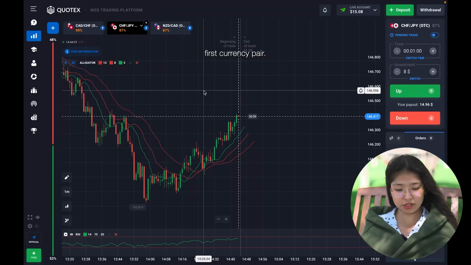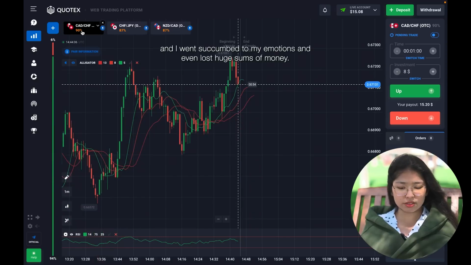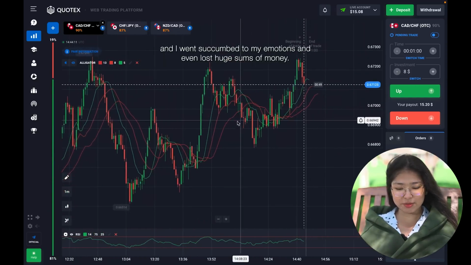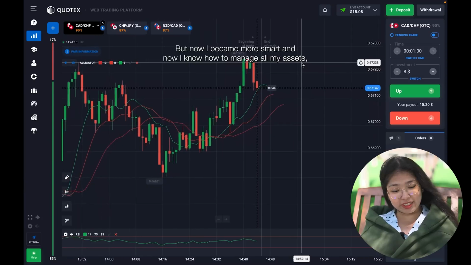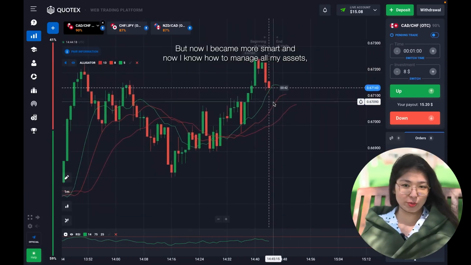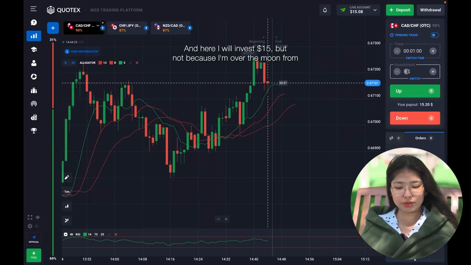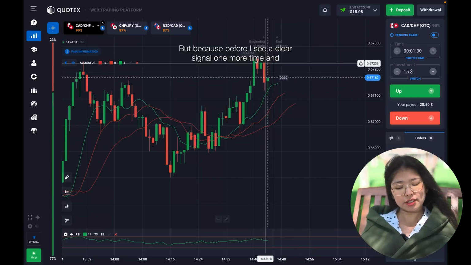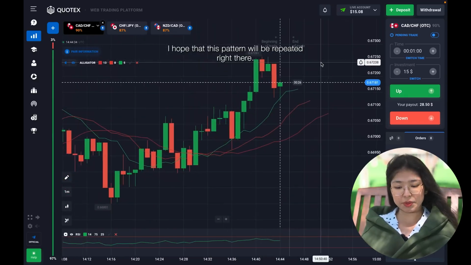Let's go to my first currency pair. When I just started trading, it wasn't so easy for me, and I succumbed to my emotions and even lost huge sums of money, but now I became smarter, fortunately, and now I know how to manage all my assets, how to manage my money, and how to do this smartly. Here I will invest $15, but not because I'm over the moon from all of the winning trades, but because I see a clear signal one more time. I hope that this pattern will be repeated right here.